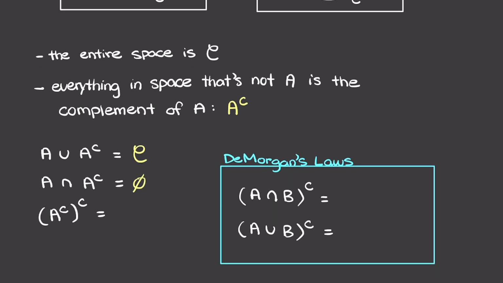And here we see that complements sort of cancel each other out. So if we start with A complement, and then we're looking at the complement of that, then we're undoing that, and we're ending up just with A.